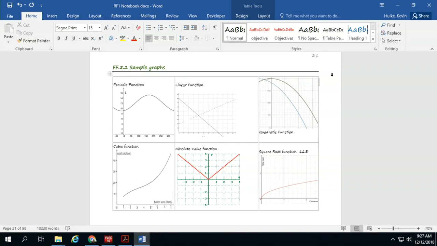Linear. Third, quadratic function. Now, the quadratic function that you see pictured here is the one where you were throwing a rock off a cliff. Okay.